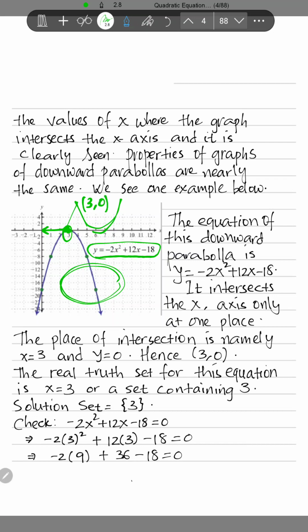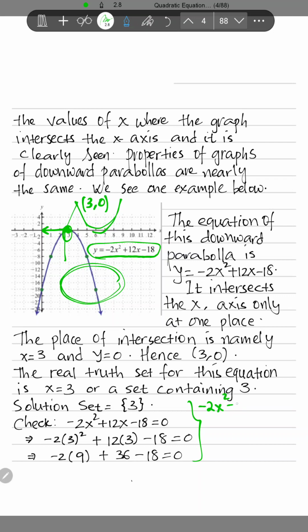So we write a point with the first term as the x value and the second term as the y value. So this point is (3, 0). So 3 is the x value, which is also the truth set of this downward parabola. Here we can check this by putting 3 in place of x.